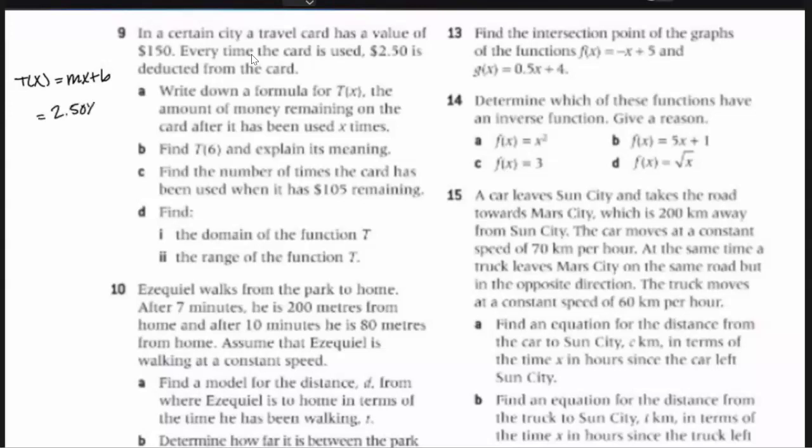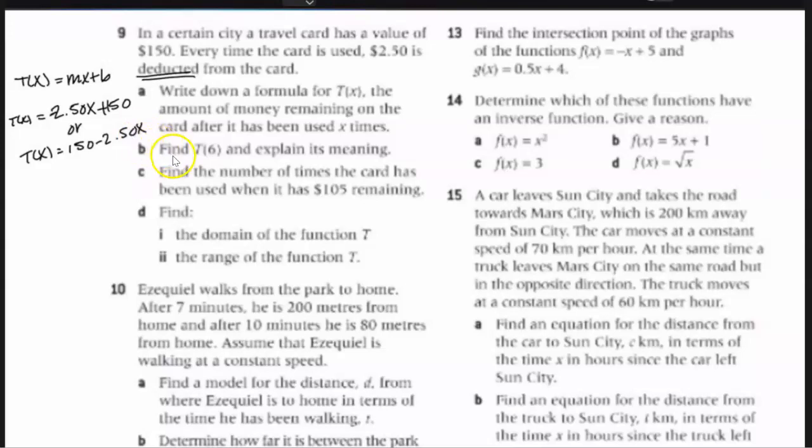So I know I'm going to have 2.50x, but it is deducted. So minus or negative 2.50x. And then I have my T of X here. For your B value, your B value is your initial value or your starting amount. In this case, this card starts with a positive $150. Another way you can write this formula is T of X equals 150 minus the 2.50x you deduct every time you use it. Either way, writing the formula is fine. This way makes a little bit more sense in the context of the problem because you understand you're taking away the 2.50 every time you use the card. But either way, it is fine.